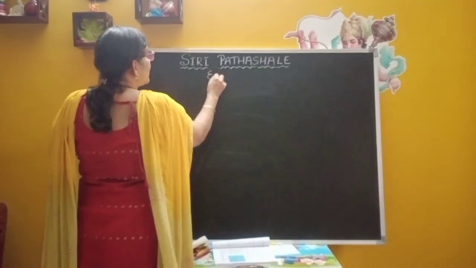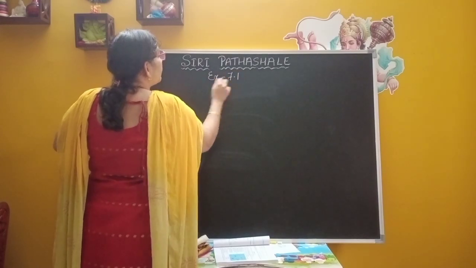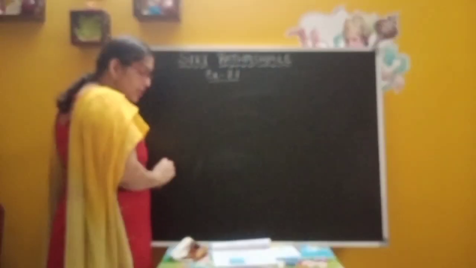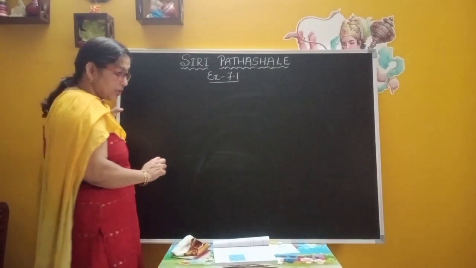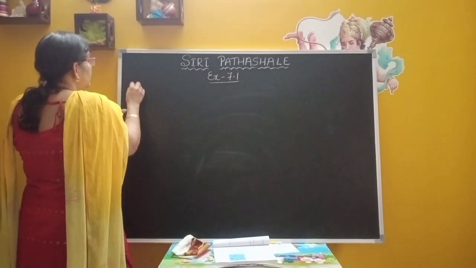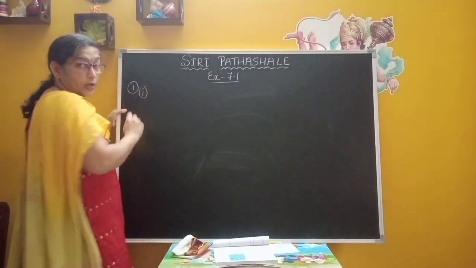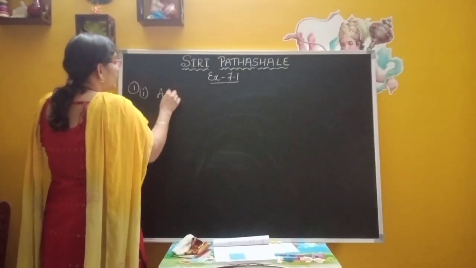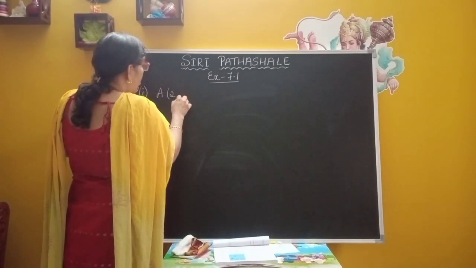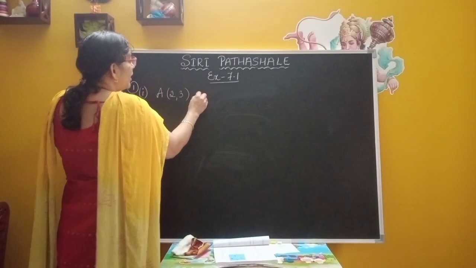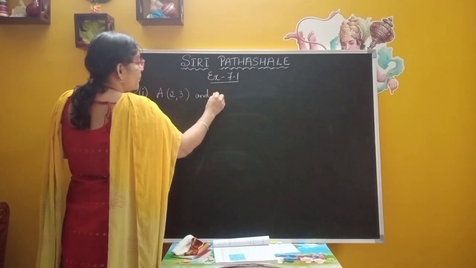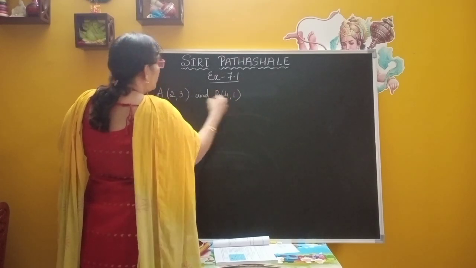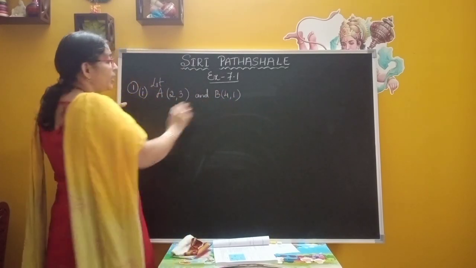So exercise 7.1. First problem is find the distance between the following pairs of points. Okay, which are the points? Here the first one I am going to solve now. Let us assume these points as A is 2, 3. Coordinates of A are 2, 3 and B as 4, 1. Coordinates of B are 4, 1. These are the points given.